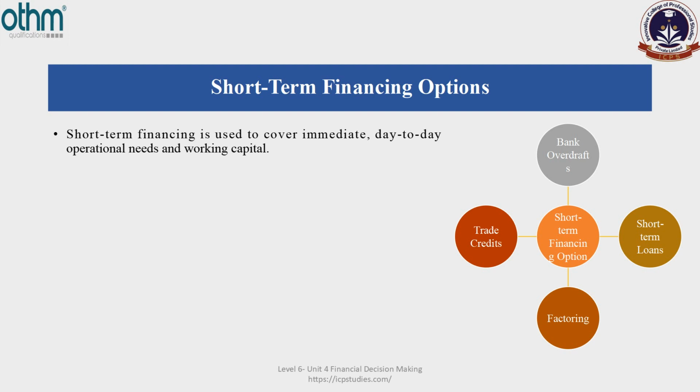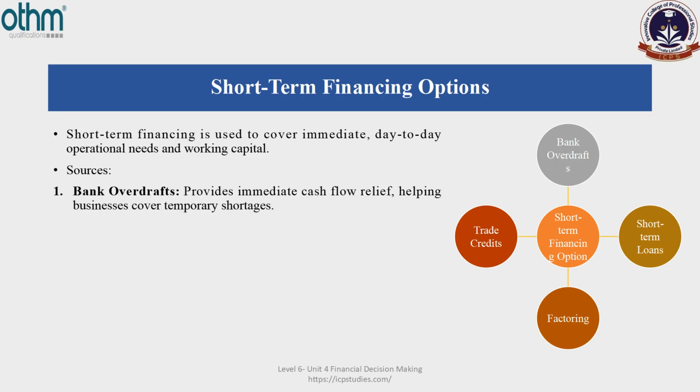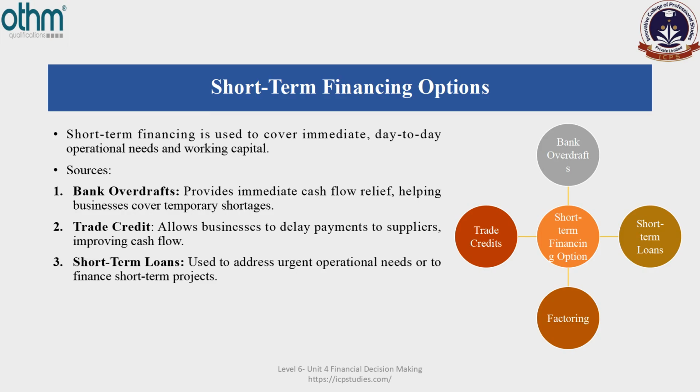Short-term financing is used to cover immediate day-to-day operational needs and working capital, and it has different sources. For example, bank overdraft, which provides immediate cash flow relief, helping the business to cover a temporary shortage. The second source is trade credit, which allows the business to delay payment to suppliers, which improves cash flow. Then we have short-term loans, which are used to address urgent operational needs or to finance short-term projects. Then we have factoring, in which we sell the receivables to finance immediate cash needs.